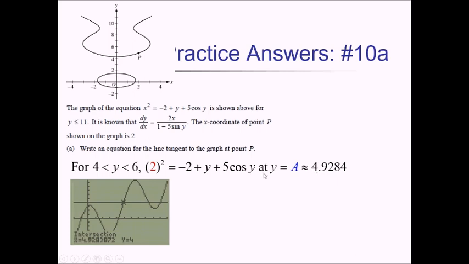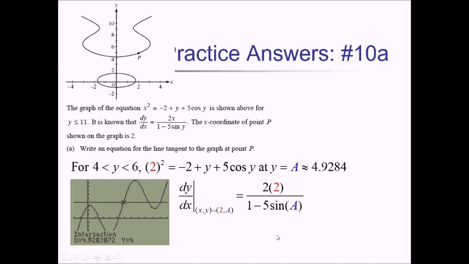So I still need my slope. To get my slope, I just need to take the x value and the y value I have and plug them into this derivative they gave me. So let me do dy over dx evaluated at (2, A). So that's going to be 2 times 2 over 1 minus 5 sine of A.